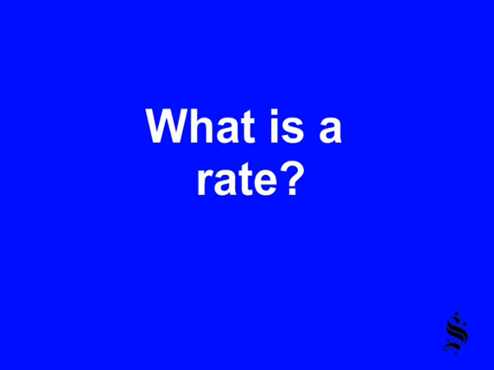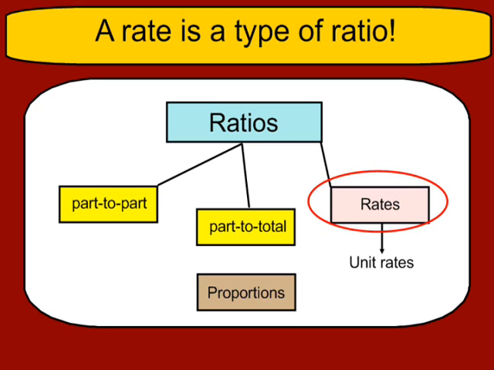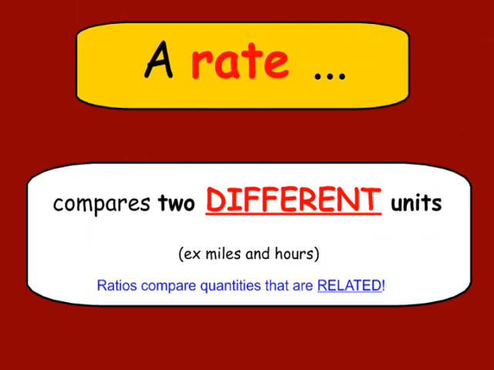What is a rate? Well, there are three different types of ratios. You have part-to-part ratios, part-to-total ratios, and rates. And then, of course, you also have proportions, which is two equal ratios. So in this video, we're going to look at the difference between ratios and rates.